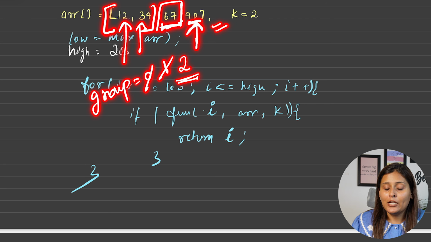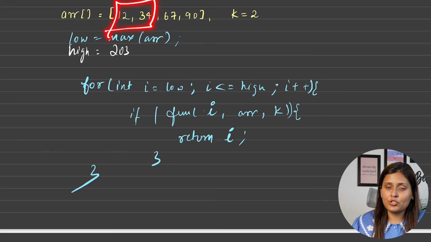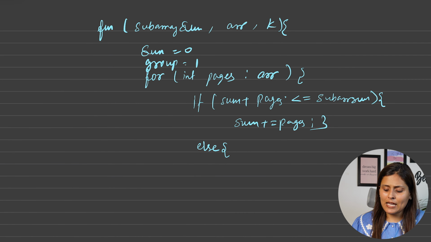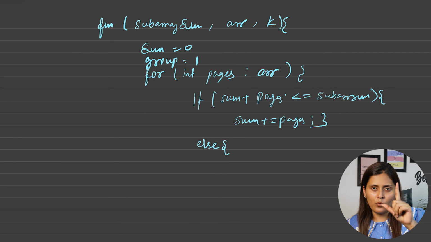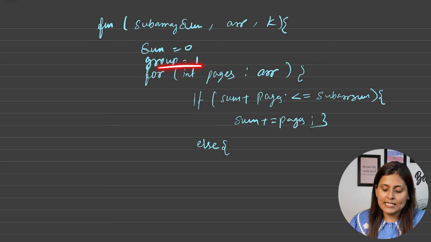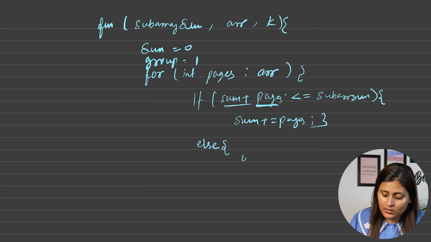No, but it was 3. So initially you could have initialized the group with 1, or else after coming out you can increment by 1 one more time. I preferred initializing this group by 1. So when we are not able to add the pages, it will go beyond the subarray sum. So in that case we will not add that and we will increase the group. So we will do group plus plus.